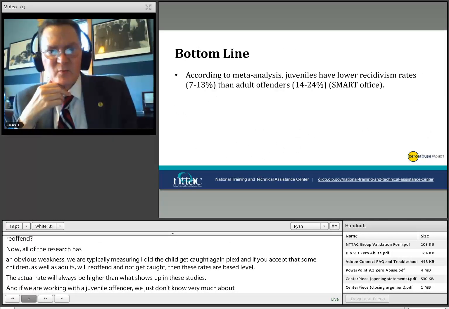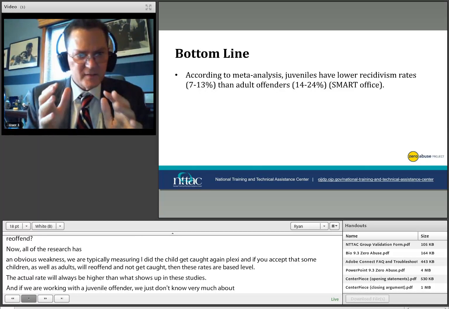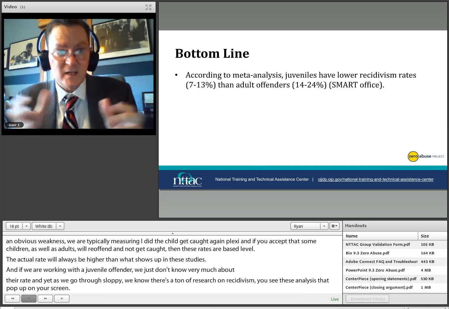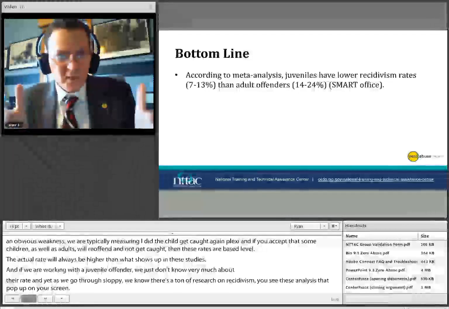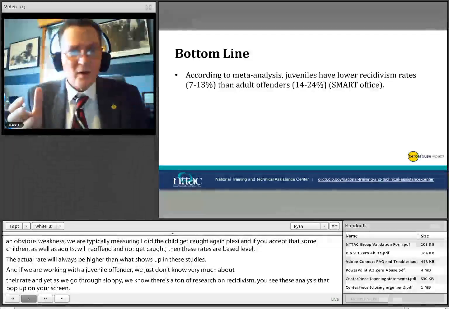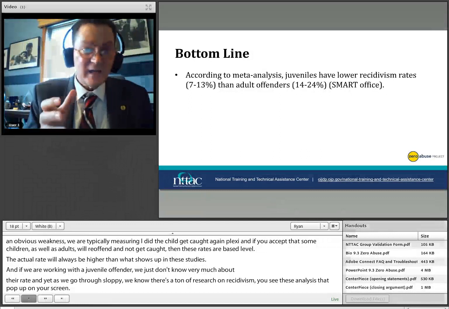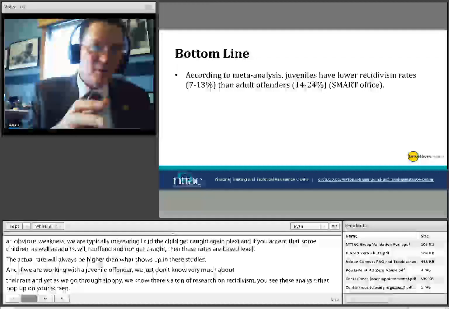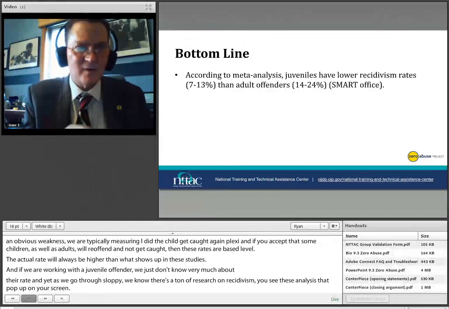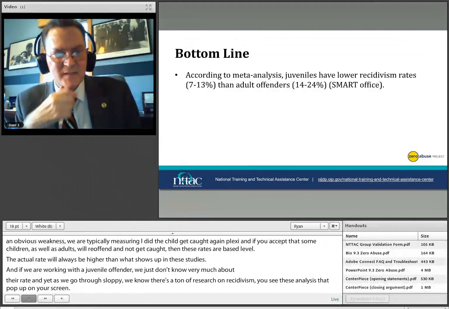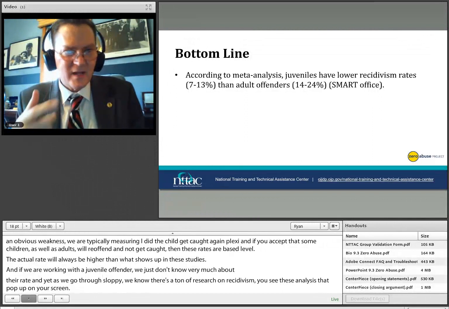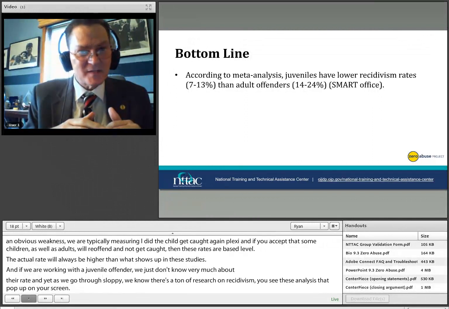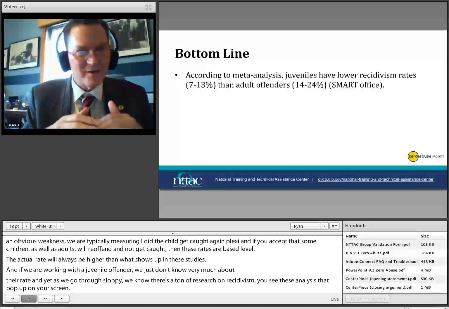Now, all recidivism research has an obvious weakness. We're typically measuring recidivism by, did the child get caught again? And if you accept that some children, as well as adults, will re-offend and not get caught, then these recidivism rates are a base level. The actual recidivism rate will always be higher than what shows up in these studies. And if we're working with a juvenile offender, we just don't know very much about their recidivism rate.